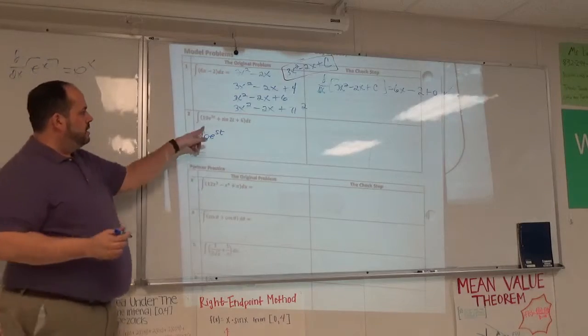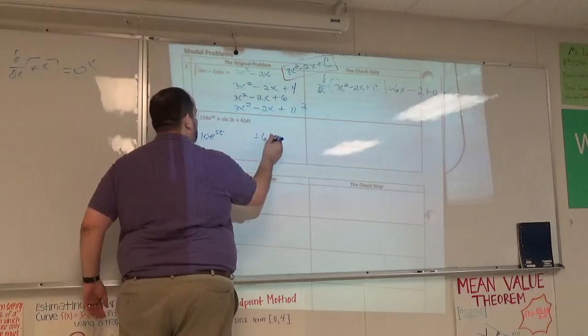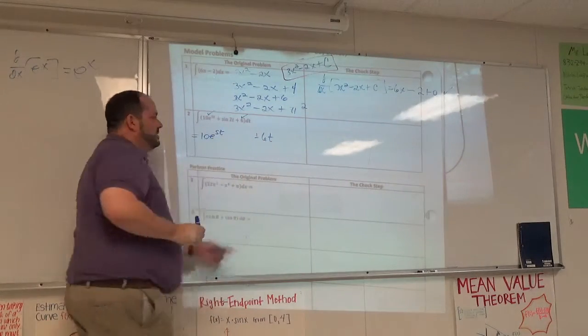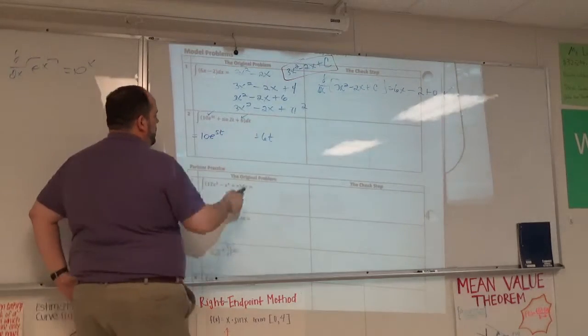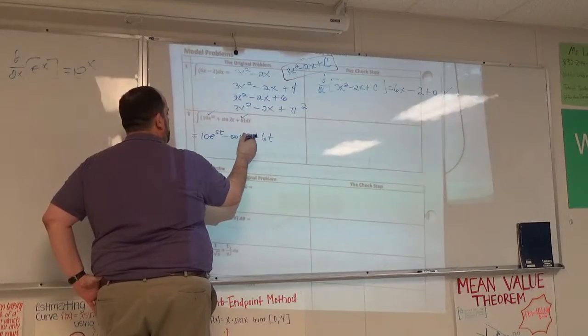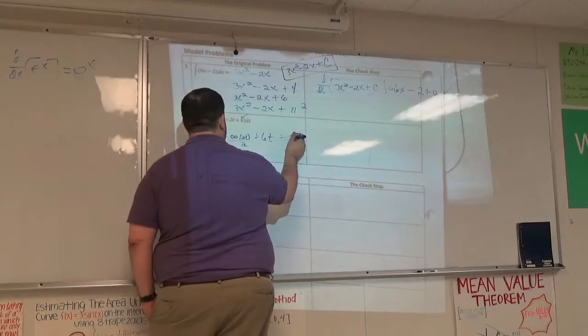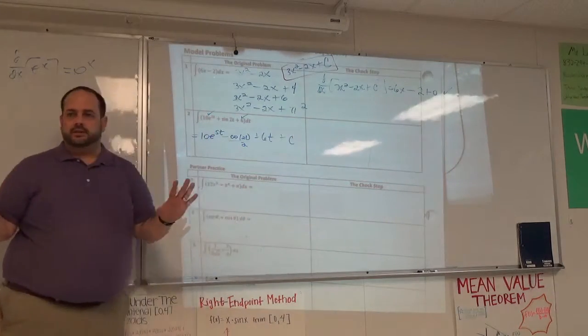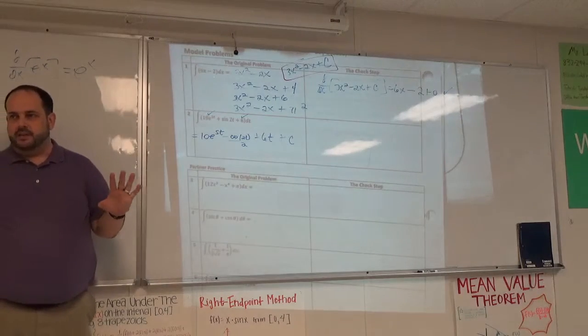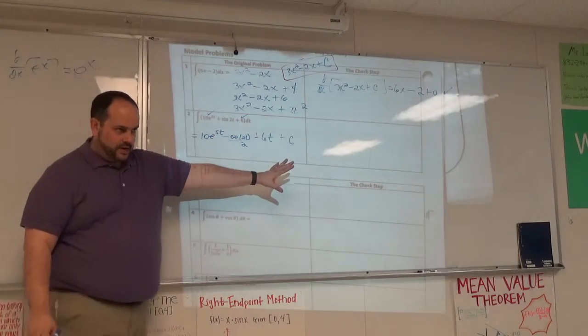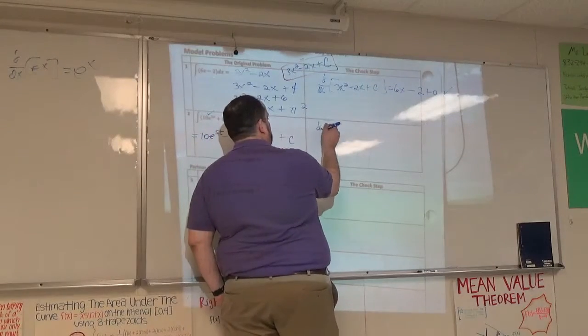Anybody else think they know another part of this? Plus 6t. Check. Yep. Negative cosine 2t divided by 2. And plus Charlie. Now, I am not saying that this is the right answer. I am absolutely not saying that this is the right answer. We're going to go over to the check step. This is how you're going to build up your skills. So let's do the check.